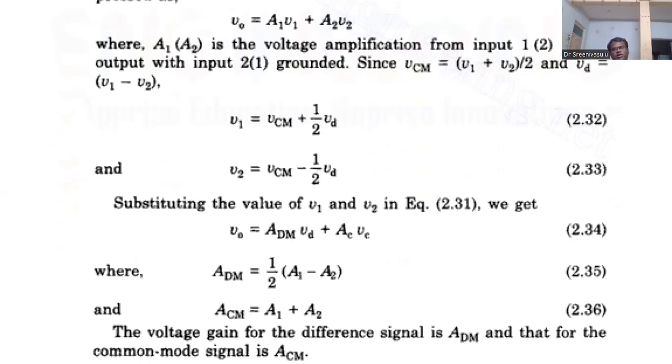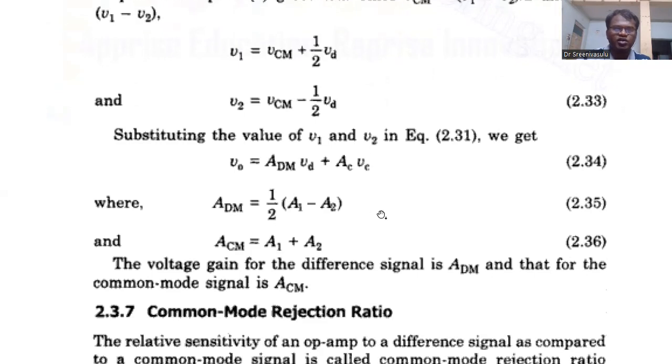What is ADM? Difference mode gain. What is ACM? Common mode gain. What do we want? Difference mode gain. What do we not want? Common mode gain. So finally, ADM is equal to 1/2 (A1 minus A2), the difference between the two gains, and ACM is the average, (A1 plus A2)/2. Instead of remembering this, you write in words: Vo is equal to difference mode gain into Vd plus common mode gain into Vc. We want the first one; we don't want the second one. As far as possible, this common mode gain should be very small. That is our desired case.